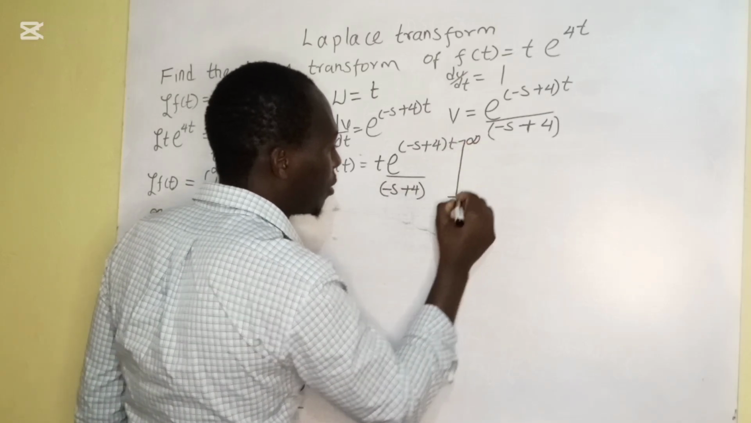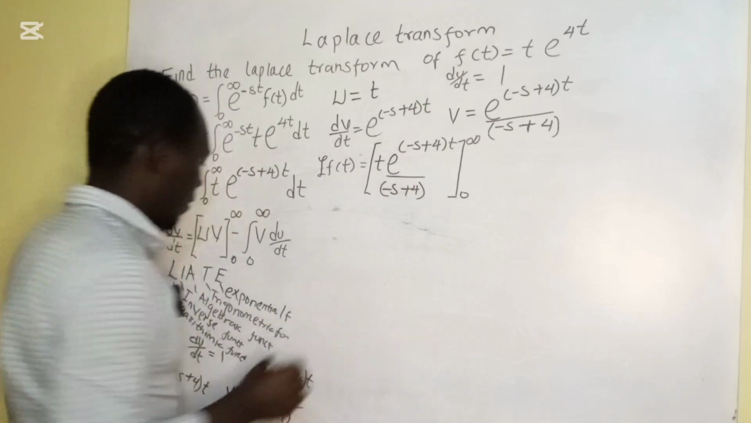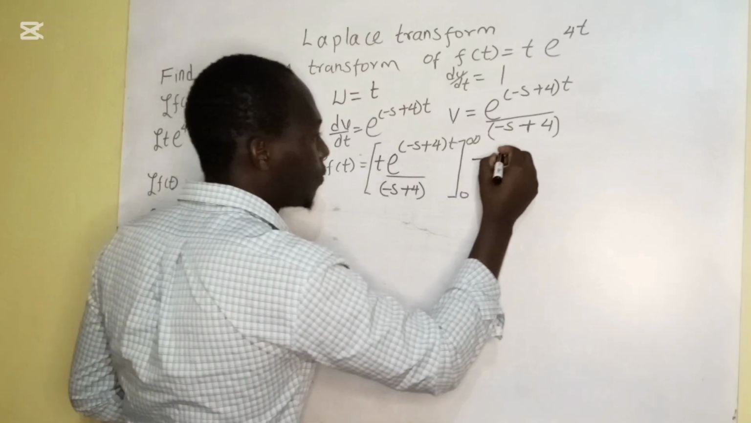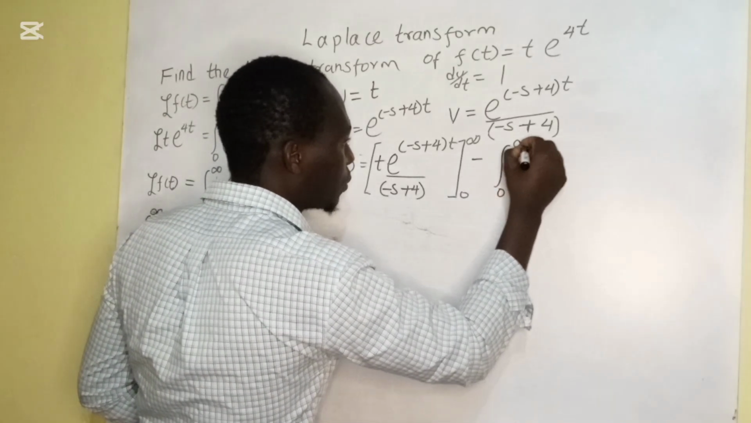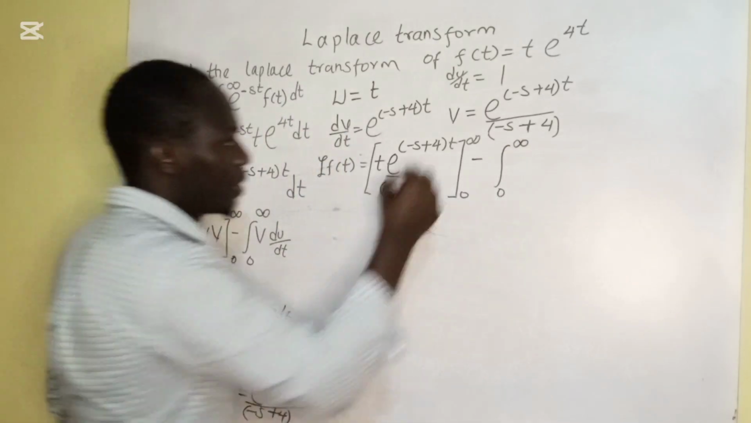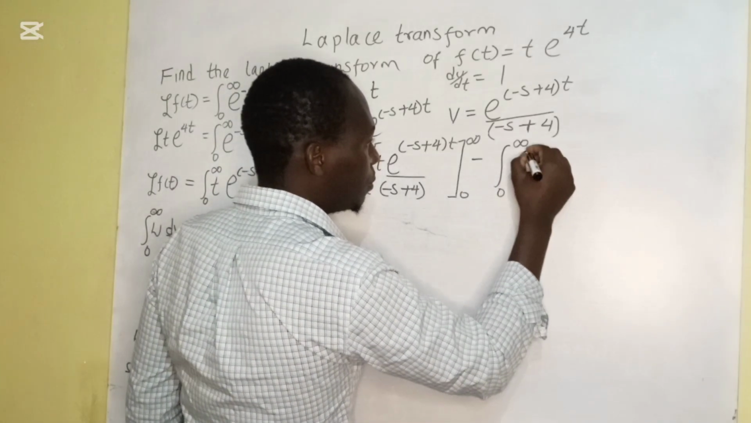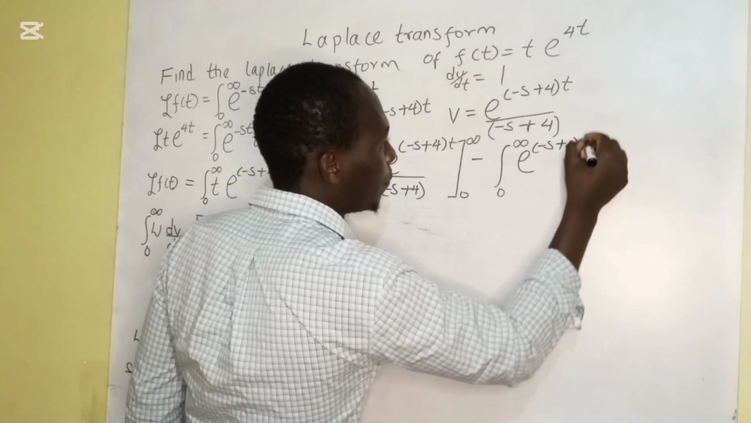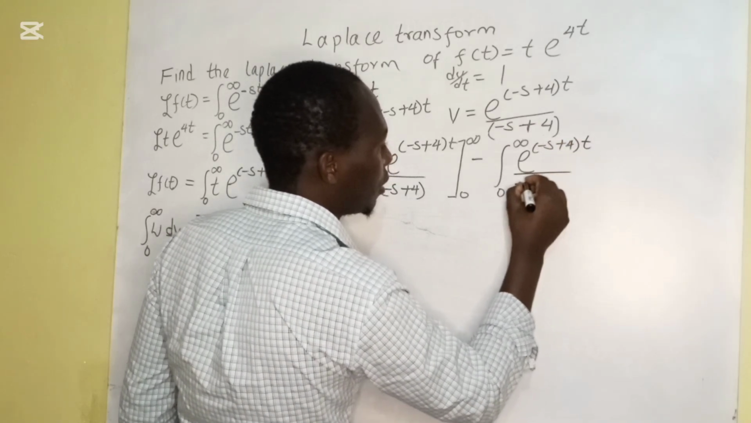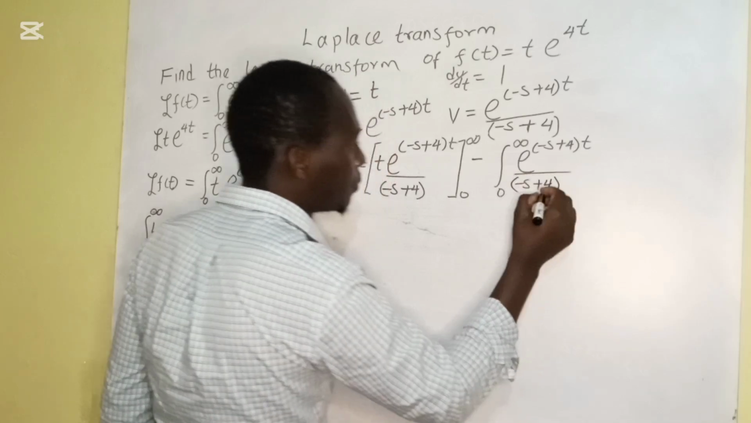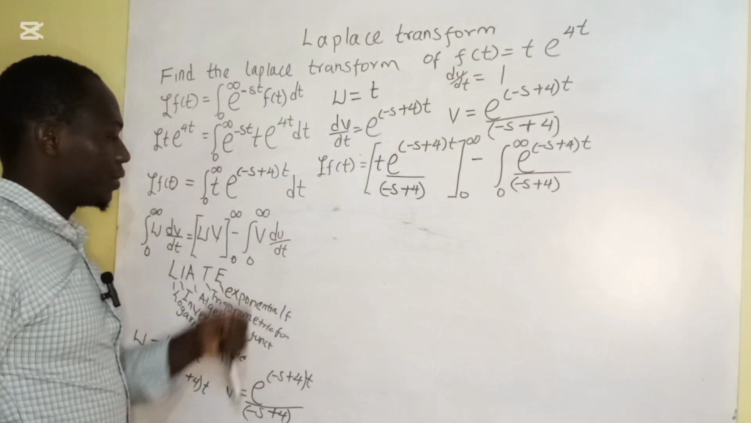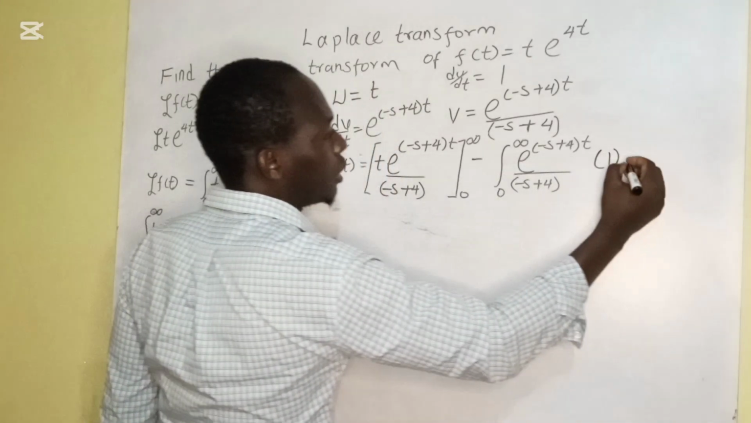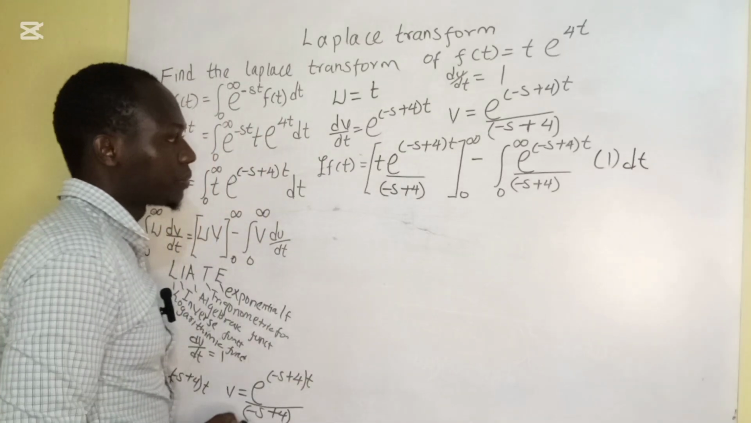We come and have our limits. We insert our limits here. We subtract from here. We are going to have an integration with respect to our limits. Our v is equal to exponential negative (s + 4)t all over negative (s + 4). We multiply by du with respect to dt. Du with respect to dt is equal to 1. And here our integration is with respect to dt.